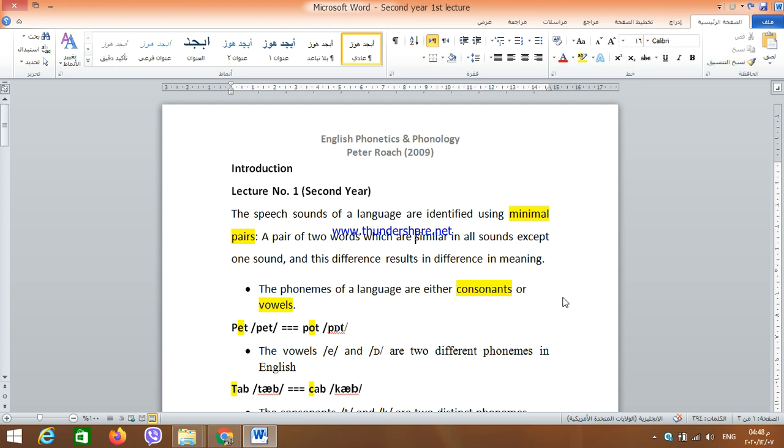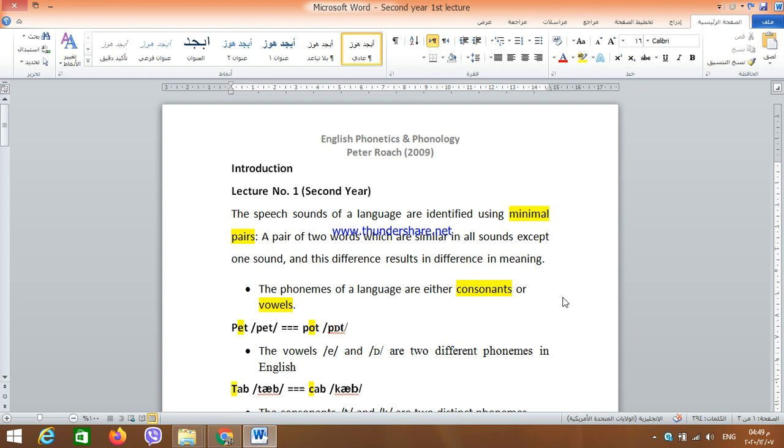Your textbook is English Phonetics and Phonology by Peter Roach. Today's lecture is an introduction to the topic. So we need to first identify the mechanism we use to realize and identify the speech sounds of a language.